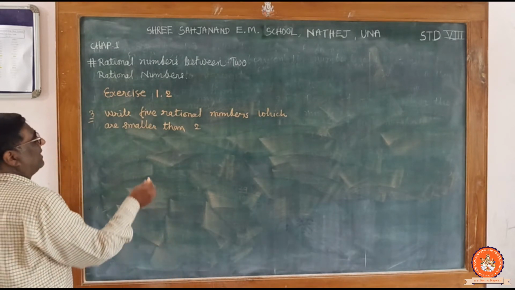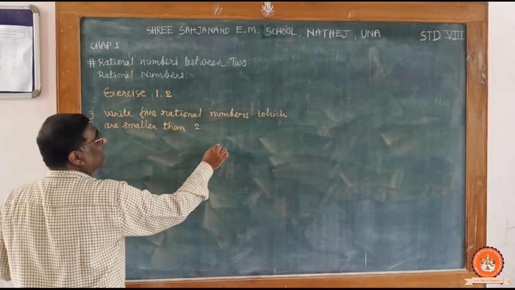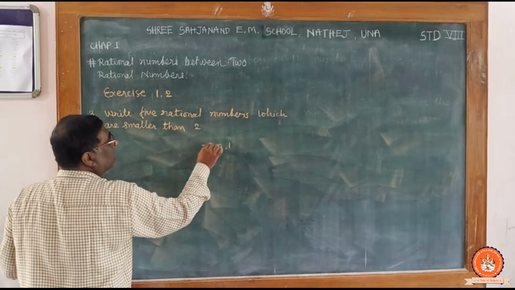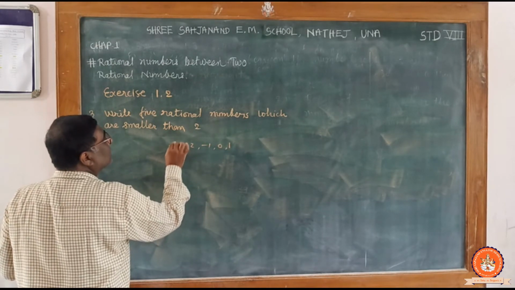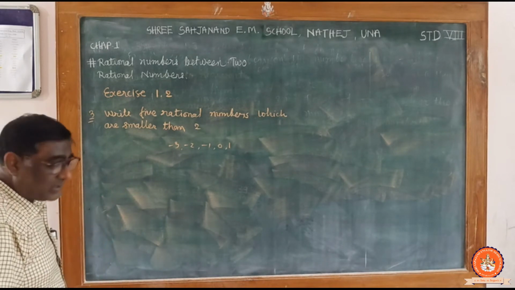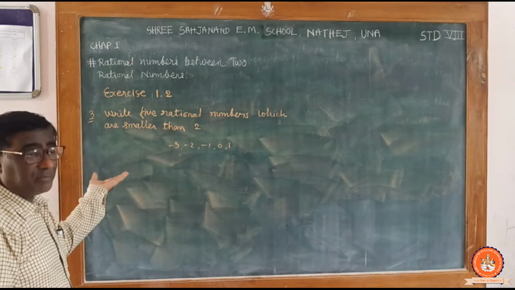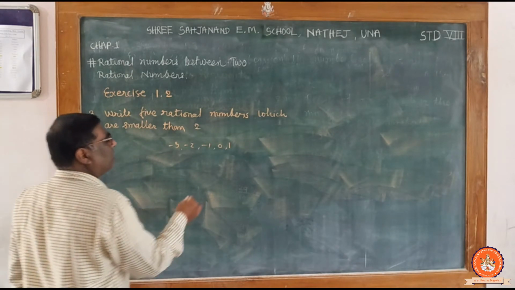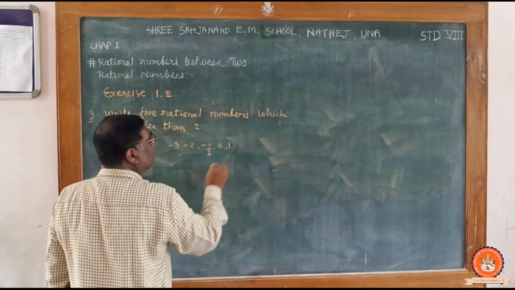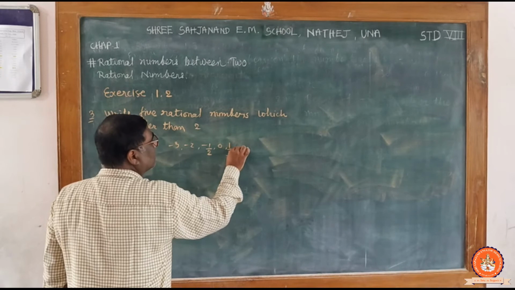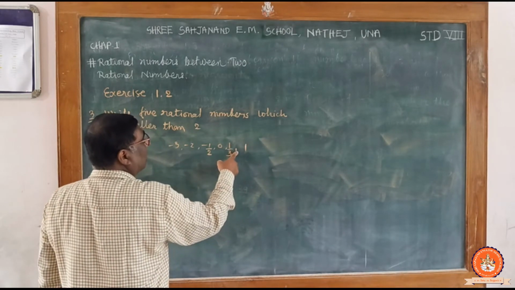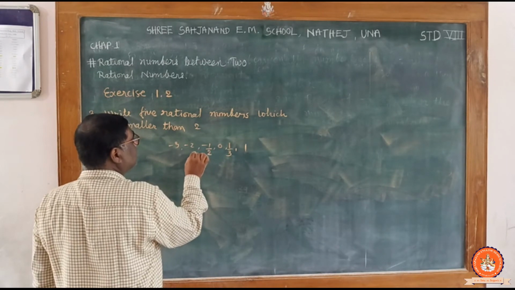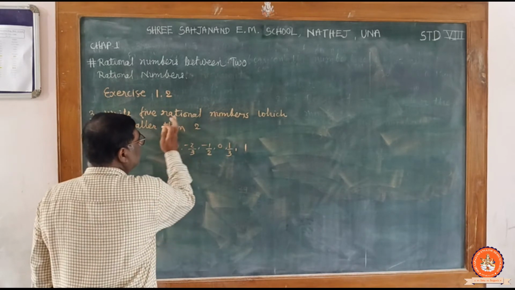You can write it's smaller than 2. So it may be starting with 1, then 0, then -1, then -2, then -3. 5 rational numbers can be written like this because all these numbers, all these integers are also rational numbers. But here you can also write -1/2, 1/3, 0, -1/2, -2/3, -2, something like that.